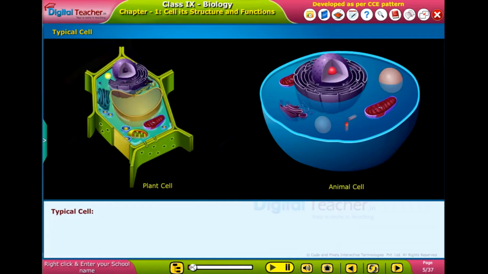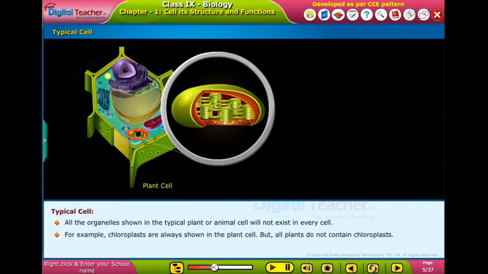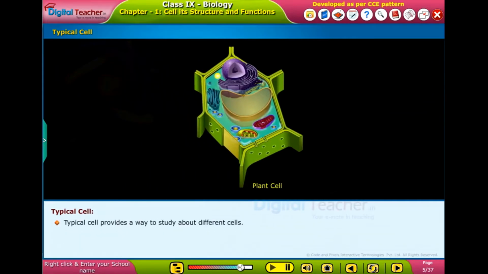Now, let us study about the cell. All the organelles shown in the typical plant or animal cell will not exist in every cell. For example, chloroplasts are always shown in the plant cell, but all plants do not contain chloroplasts. Chloroplasts are mostly found in the cells of green leaves, stems, etc. A typical cell provides a way to study about different cells. Now, let us study about different parts of the plant cell.